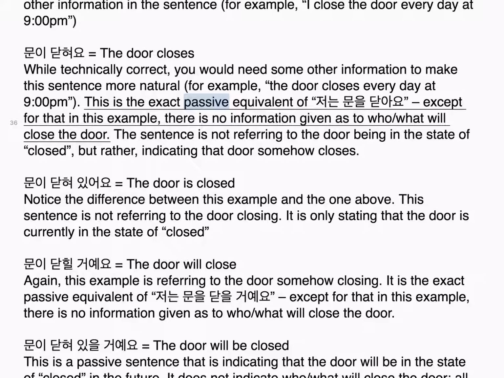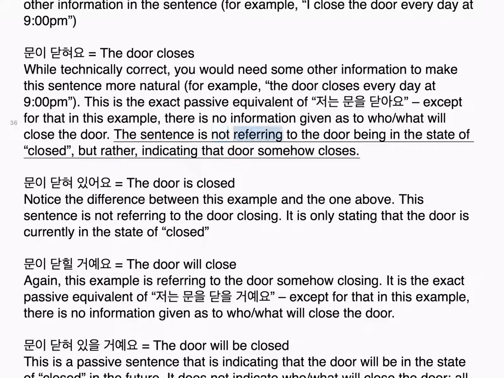This is the exact passive equivalent of 저는 문을 닫아요, except that in this example, there is no information given as to who or what will close the door. The sentence is not referring to the door being in the state of closed, but rather, indicating that the door somehow closes. 문이 닫혀 있어요. The door is closed.